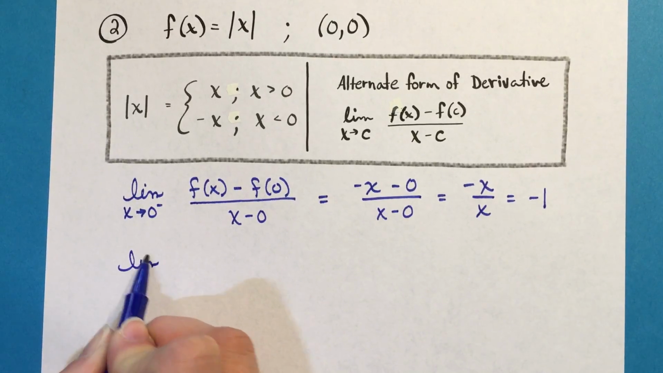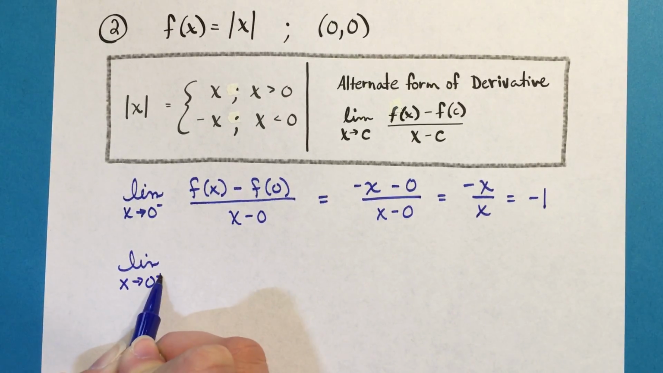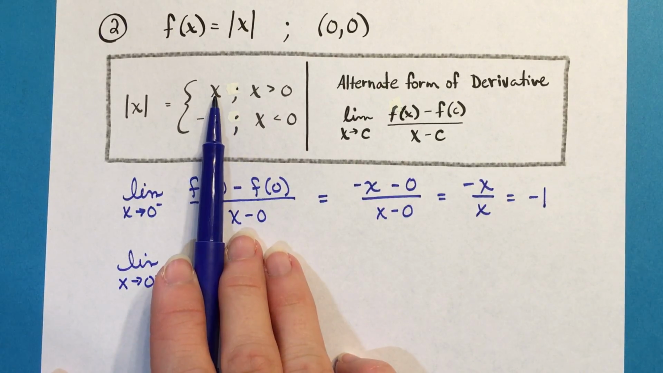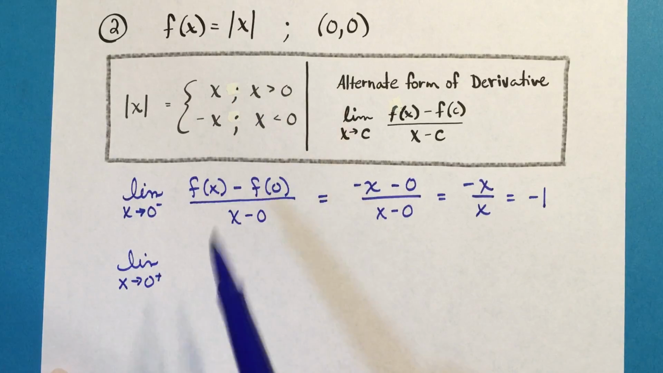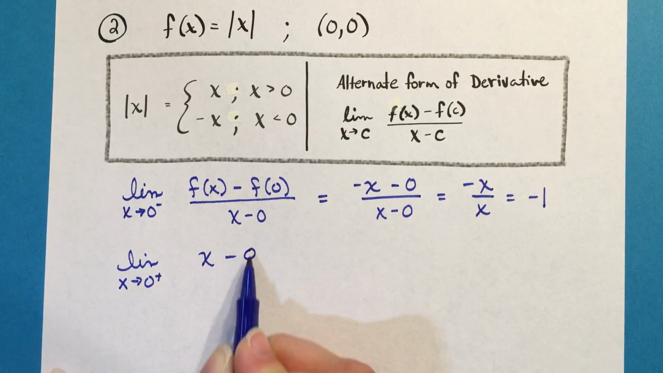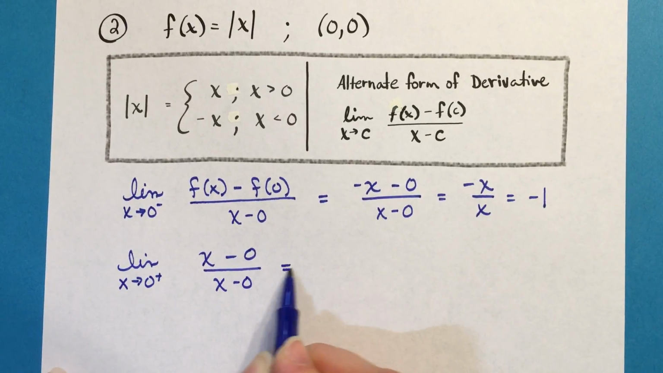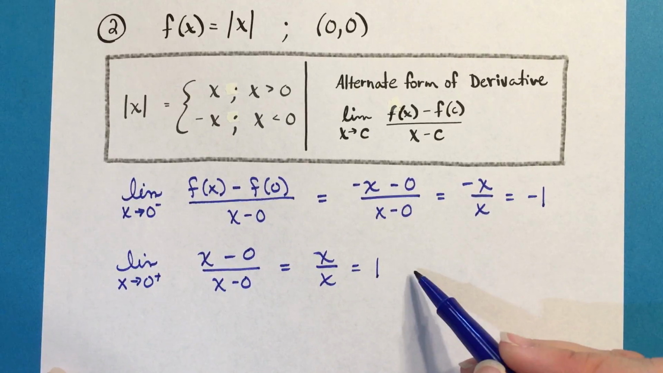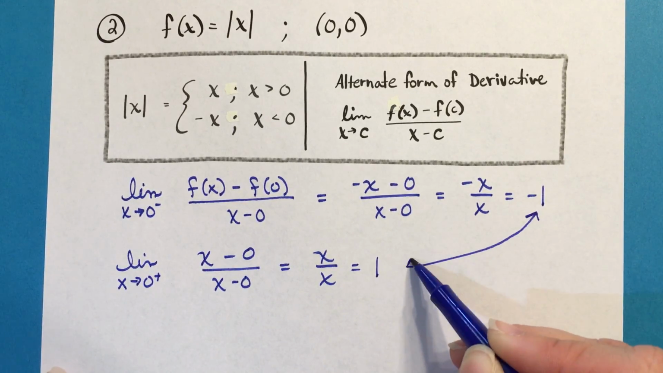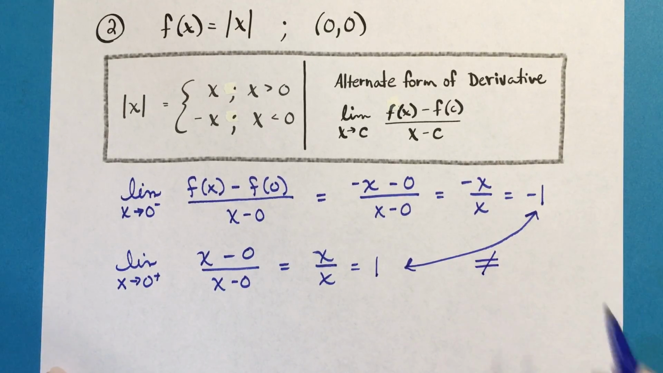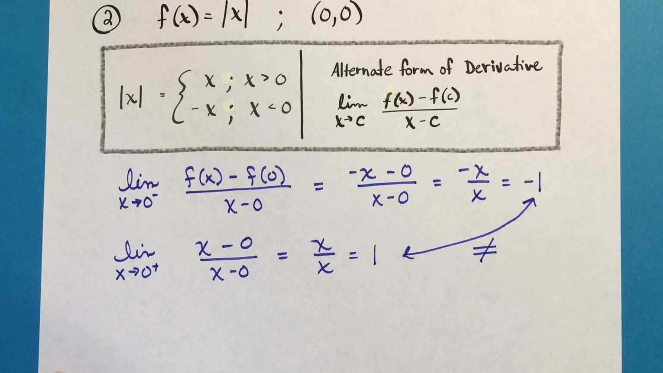Okay, now if I do the limit as x approaches 0 from the right. Now, this time coming in from the right, I would have to use this portion of the definition for absolute value. And again, the function evaluated at 0 would be 0. So I get x over x, which is positive 1. But the fact that the limit from the left and the limit from the right are not equal to each other, that tells me that my derivative does not exist.